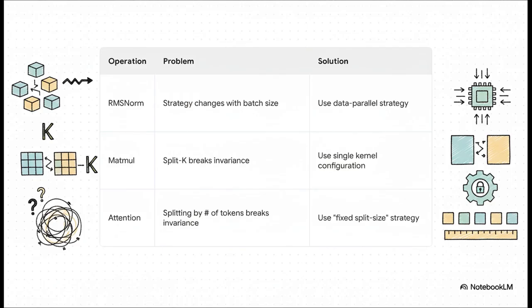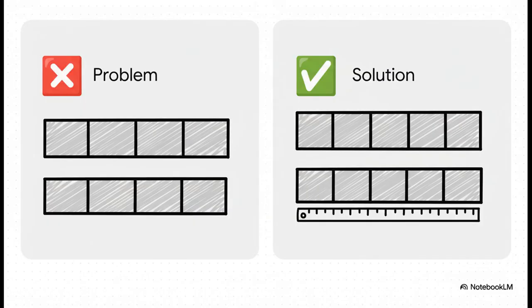To be as fast as possible, the GPU was changing how it did the math depending on the batch size. So the solution, in principle, was simple. Force the GPU to use one single consistent method for the math every single time. You might lose a tiny bit of speed, but you gain perfect predictability. The fix for the attention mechanism is a perfect way to understand this.